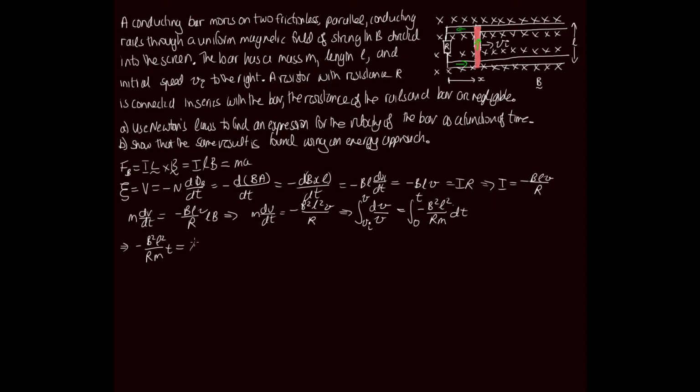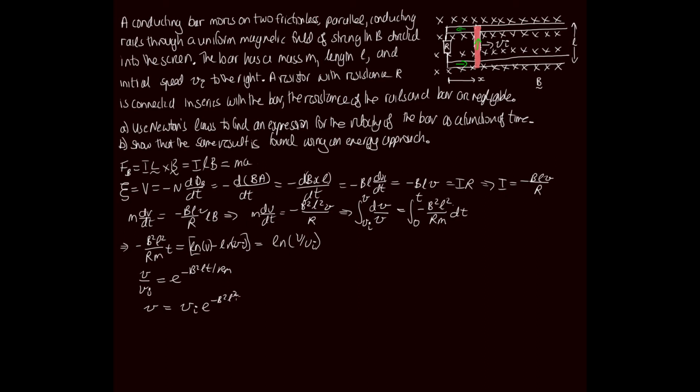So this will be log v minus log vi, which using our log rules we can write as log v on vi. Now what we're trying to do is get an expression for v, so we can simplify this a little bit. If we raise e to each of these sides, then we've got v over vi is equal to e to the minus b squared lt on Rm. And so this tells us that v is equal to vi times e to the minus b squared L.